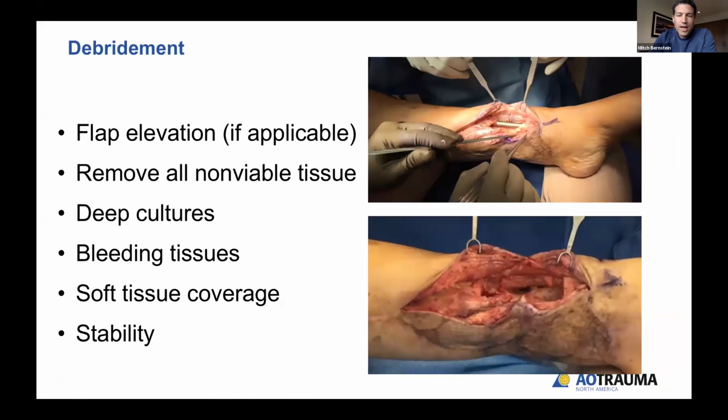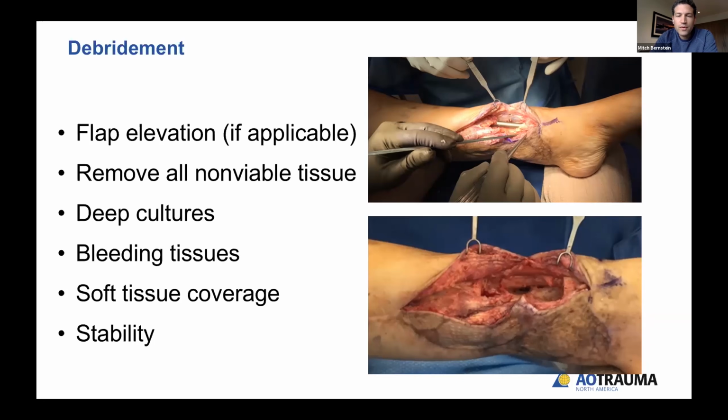Now you've got to come up with a plan to fix it. So my plan was a formal debridement, and if there's a flap, I like the debridement because the plastic surgeon gives me access to the entire bone where you can remove all non-viable tissue.